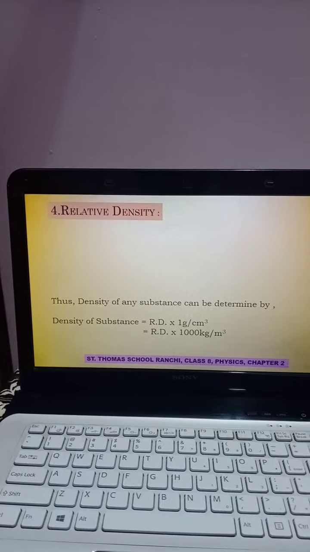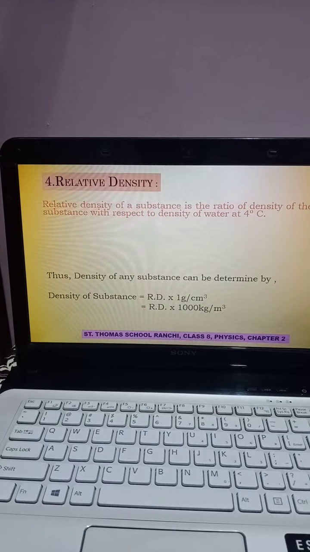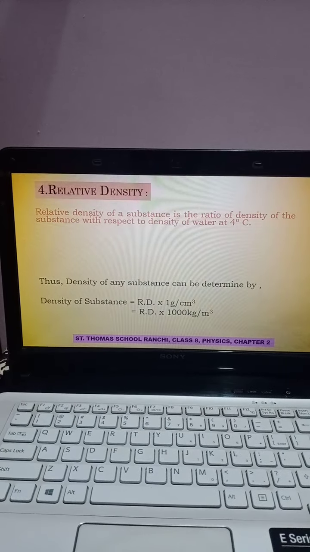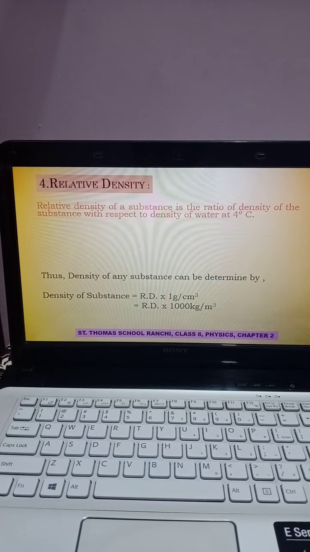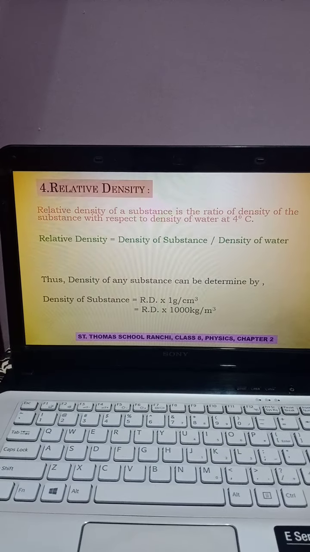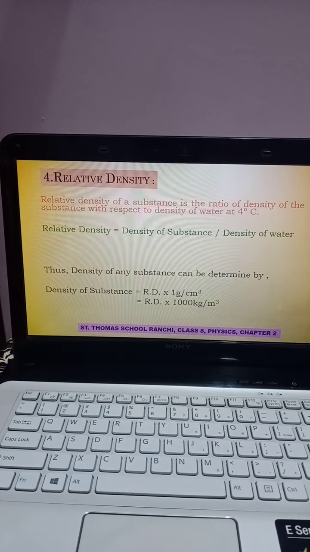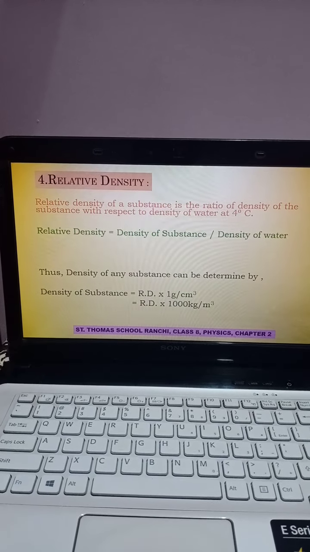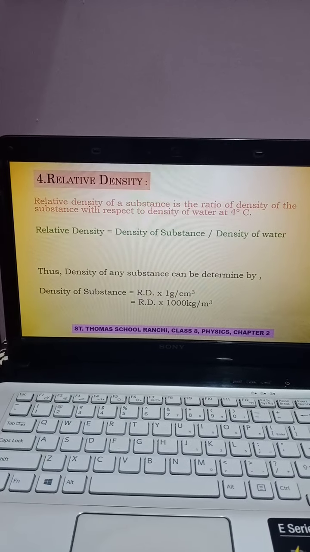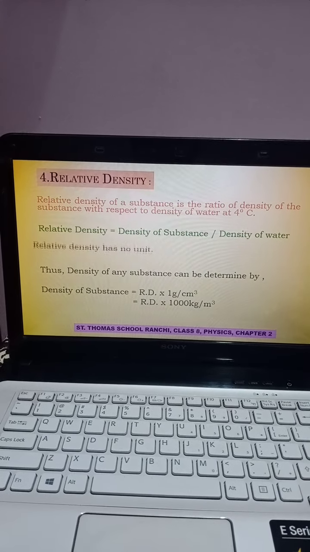Then next topic is, what is relative density? So relative density of a substance is the ratio of density of that substance with respect to density of water at 4 degrees Celsius. So how do we find out the relative density of any substance? So relative density of any substance is found with the help of formula, density of that substance divided by density of water. Very important fact about the relative density, that it has no unit.